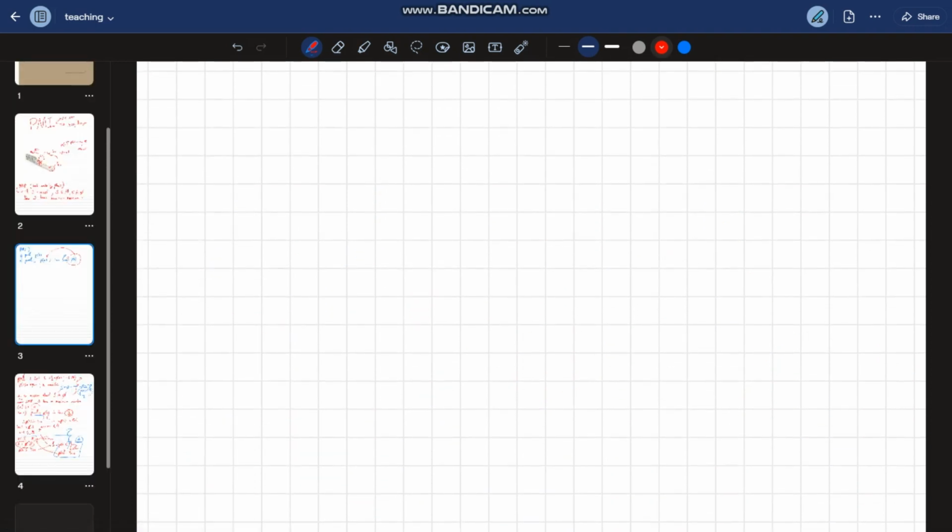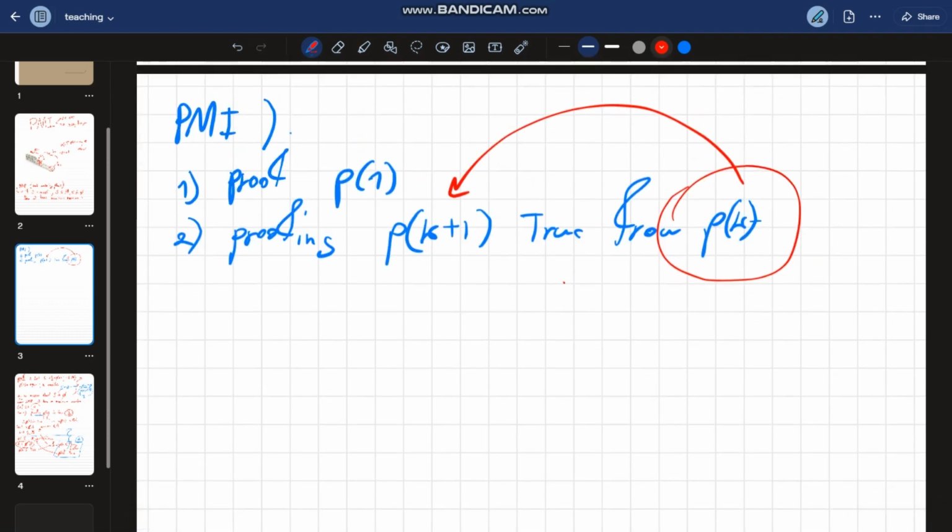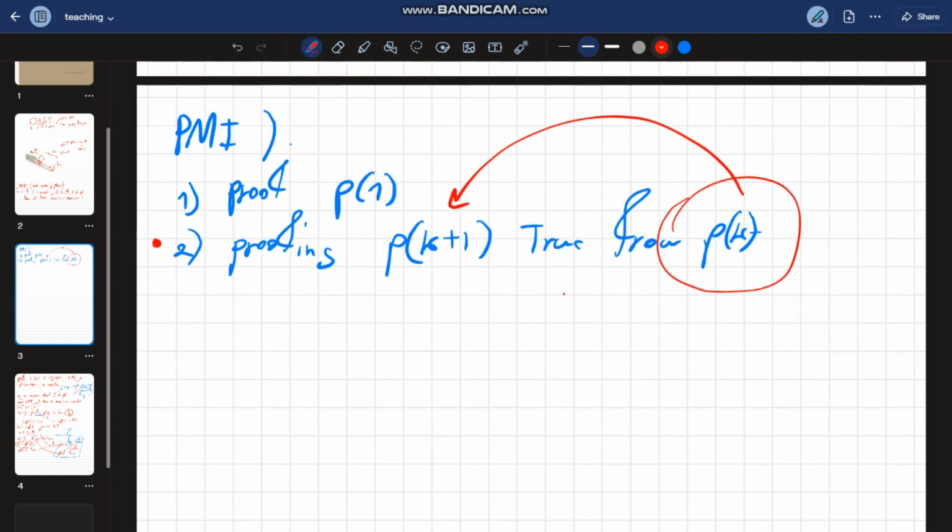Continuing with the second part, proving Pk plus 1 is true from Pk. That means we use the information from Pk to prove that Pk plus 1 is true. So there are just these two important things.